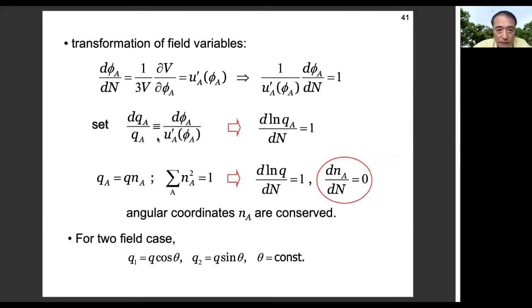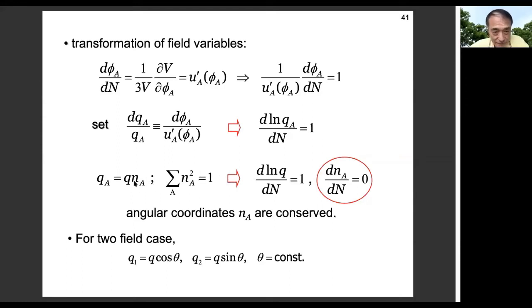Yes. So for each variable, you just introduce a new variable q_a. This is just a change of variable. Then this means that you have d log q_a / dn = 1, which actually means, in the simplest case, that if you have n components, each field has some directional cosines in this field space. That's the direction of motion.